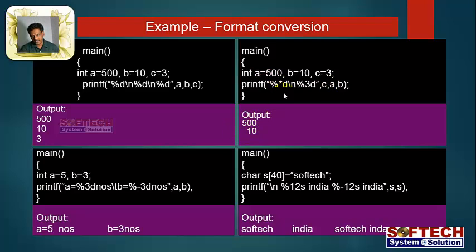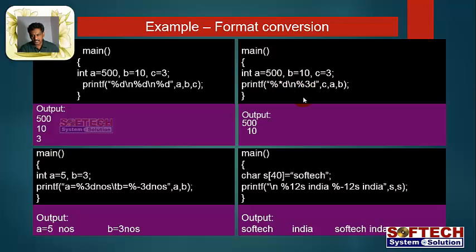So it displays 500. Then the next one is %3d. Here we directly give the value. We can also give it like that: if we want to vary the number of digits, we can use a variable. This is a fixed one, where we directly give the value, %3d.